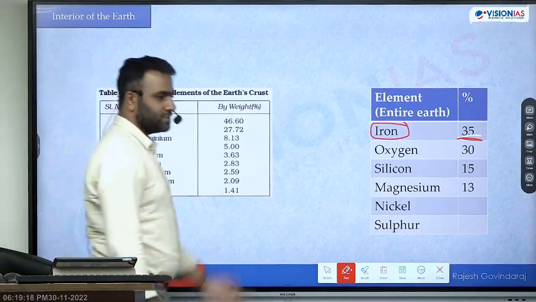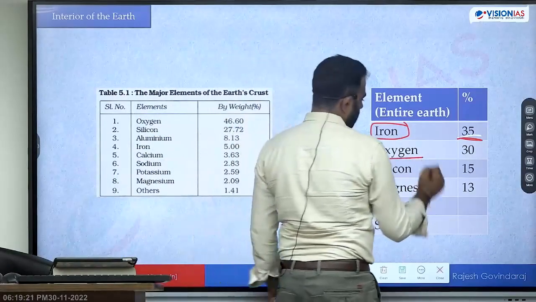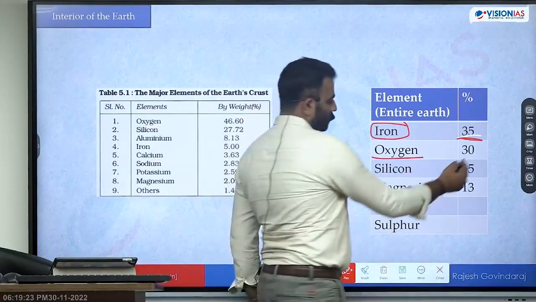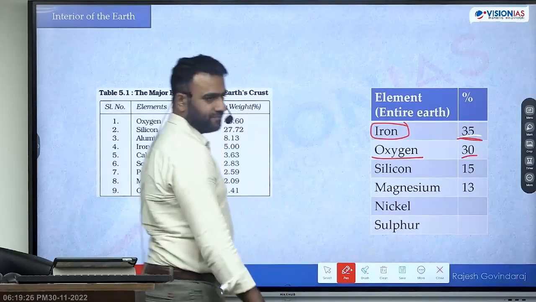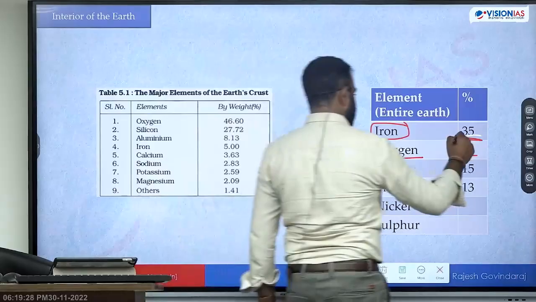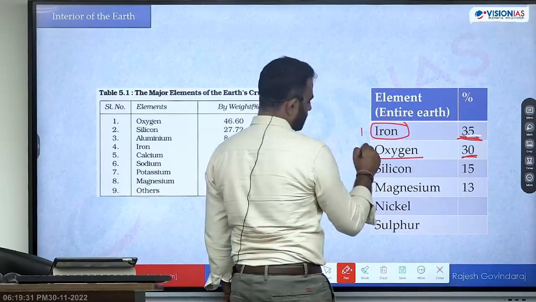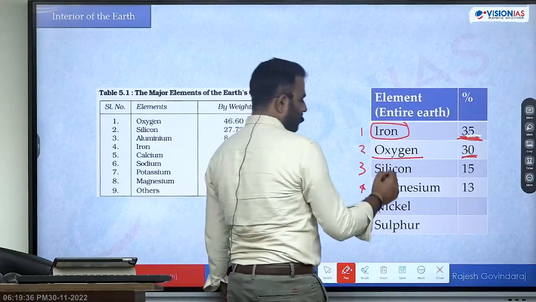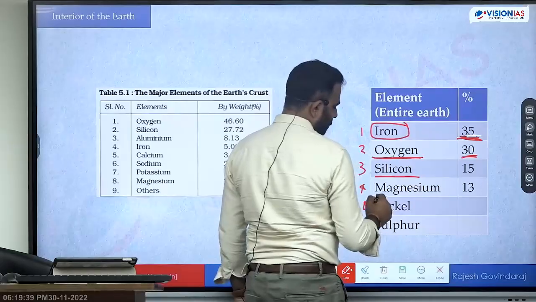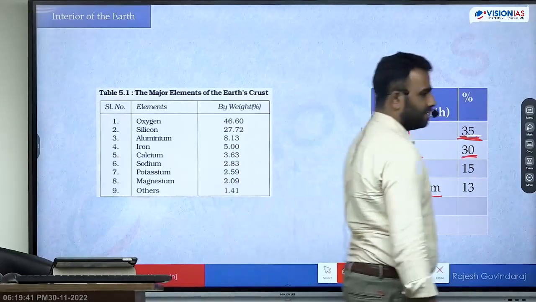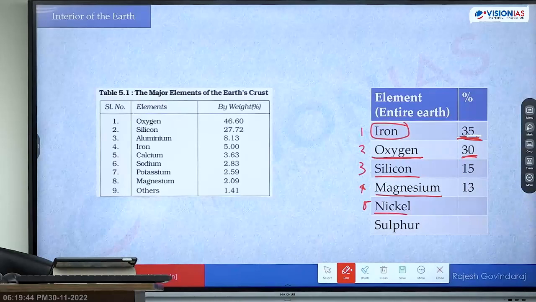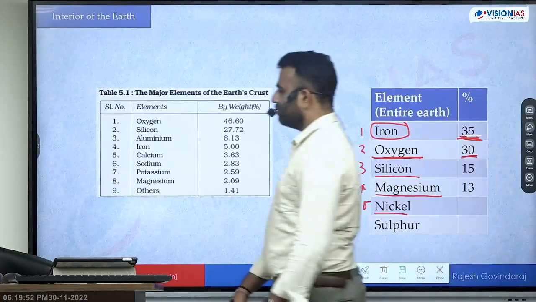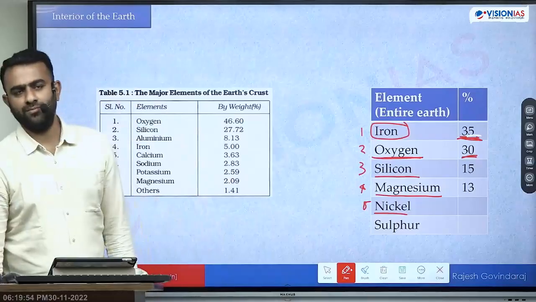If you take all the layers together, the second is oxygen, which accounts for nearly 30%. So these two you have to remember the proportion. Rest you have to remember the order. First 5 याद रखो काफी है. So number 1 iron, number 2 oxygen, number 3 silicon, number 4 magnesium, number 5 nickel. So this is earth as a whole. लिखते जाओ. वो तो atmosphere का है. This is surface and below.